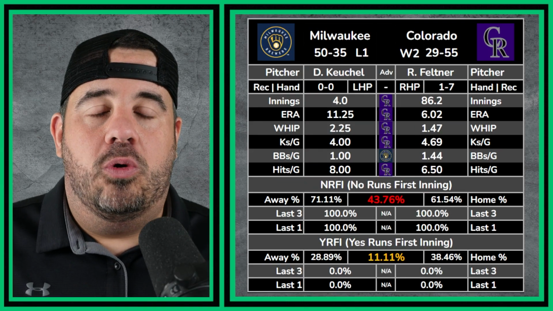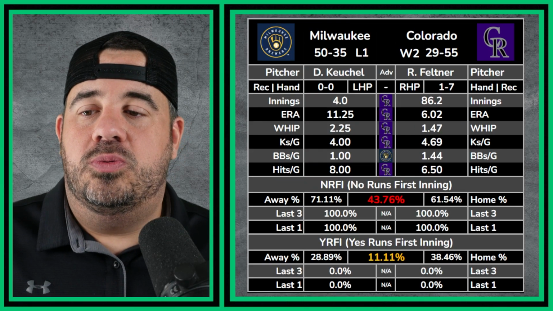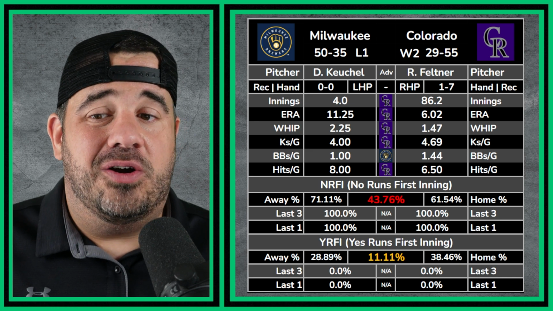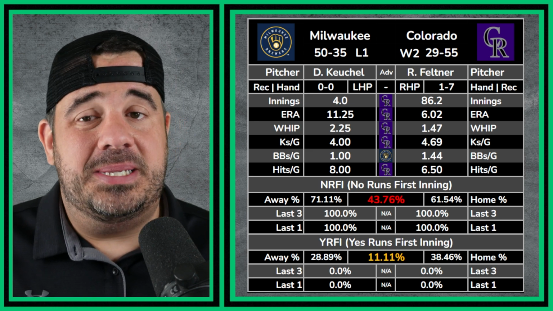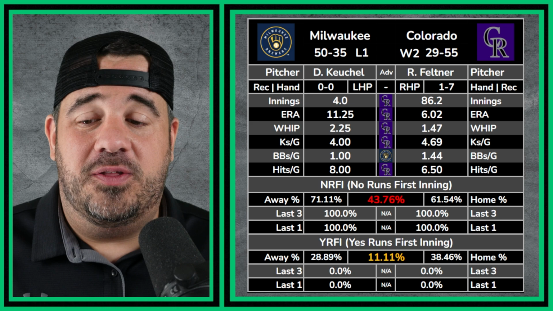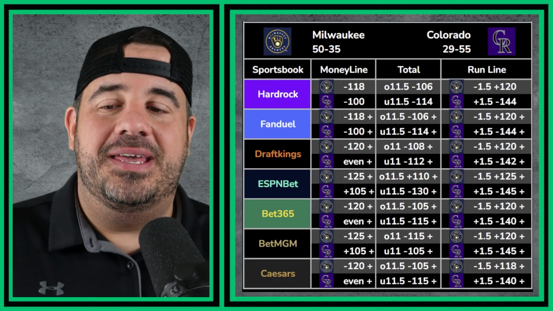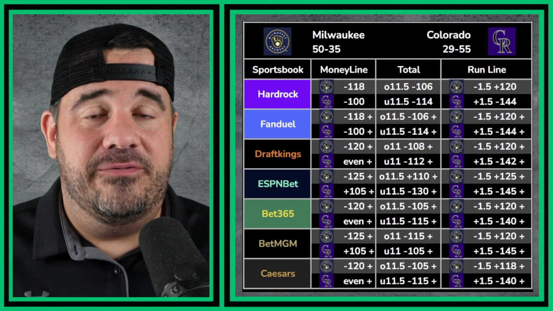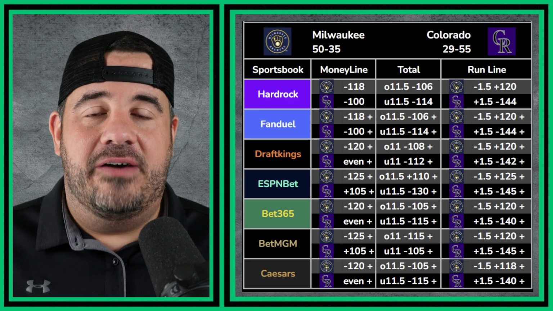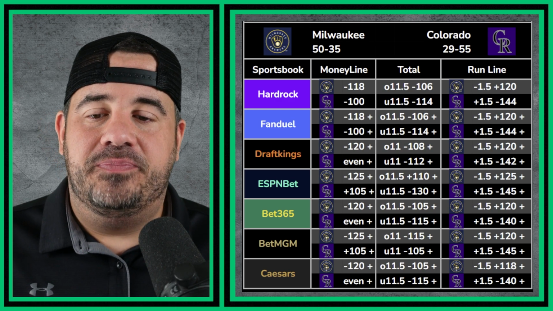All right, next up, we got Milwaukee and Colorado. Kuchel, 4 innings, 11 ERA. Feltner, 1-7 with a 6 ERA. Nervy's at 43. Yerfy's at 11. We ain't touching those today. You ain't getting me again. Looking at the odds, we see Milwaukee slightly favored on the road. Totals 11.5 across the board, just like yesterday.